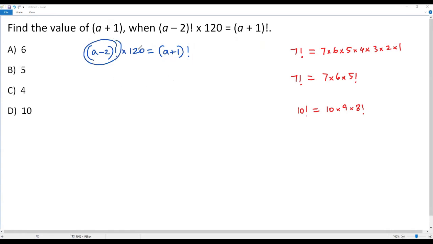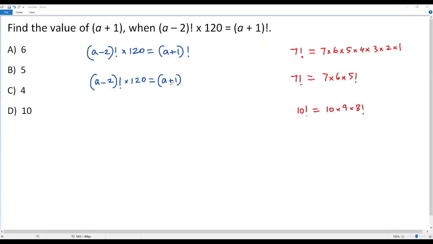Let me write (a − 2)! times 120 as it is on the left side. Now we have to expand the bigger factorial, (a + 1)!. What is the next term? For example, to evaluate 7 factorial, first I write 7. To get the next term, I subtract 1 from 7 and get 6. To get the next one, I subtract 1 again, and again from 5.